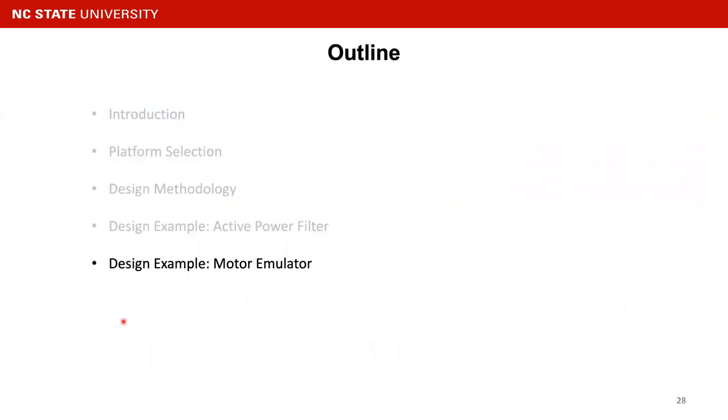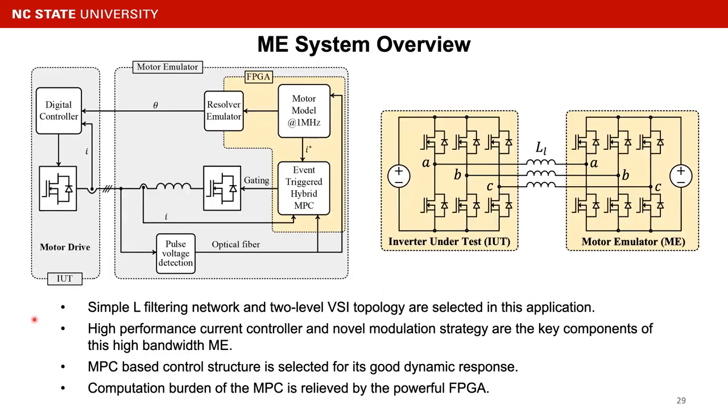Okay, now let's look at our second design example. This is a high bandwidth motor emulator. A brief introduction: a motor emulator is a power hardware in the loop device which can mimic the terminal electrical characteristics of a real motor. Basically, we can use the motor emulator to test our inverter under test and also validate our new motor design. On the left, we have the overview of our proposed motor emulator.